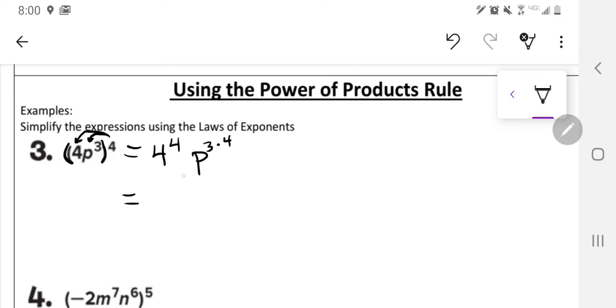Now, 4 to the 4th, yikes. We're going to simplify this. So that's going to be 256, and then p to the 12th.